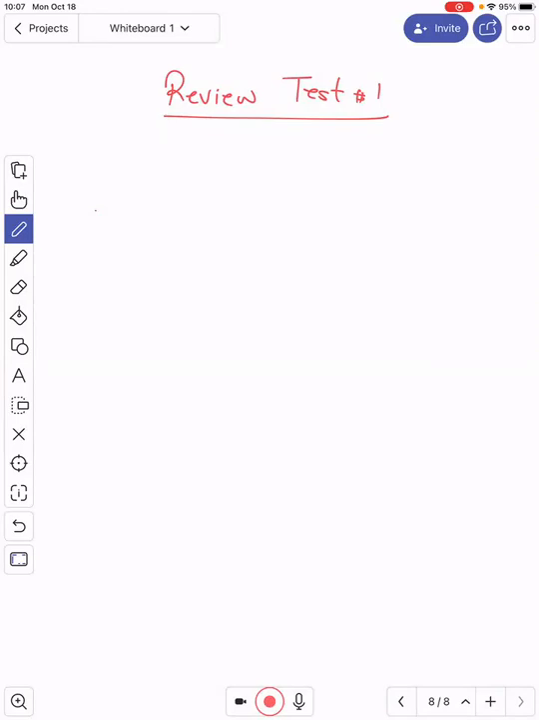So let's start with the first exercise. So this is exercise number 1. So this is about section 1.2.